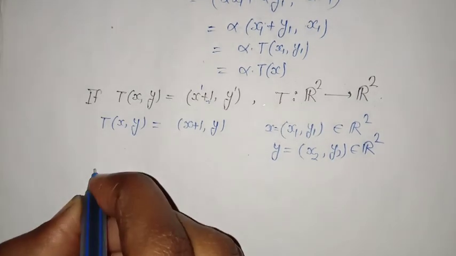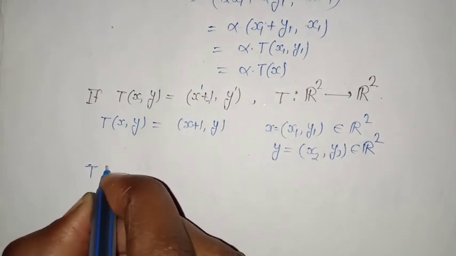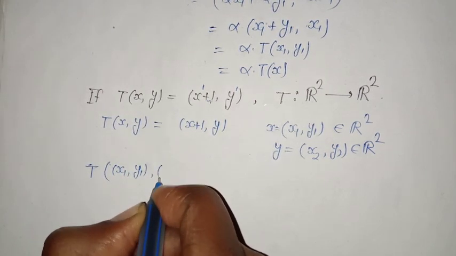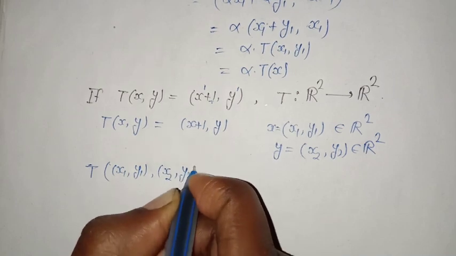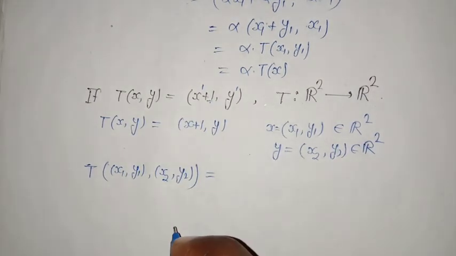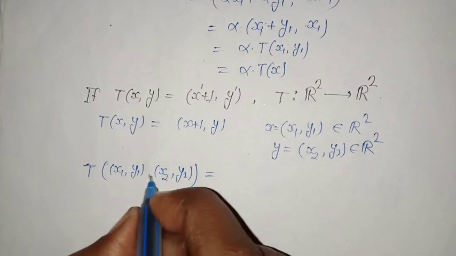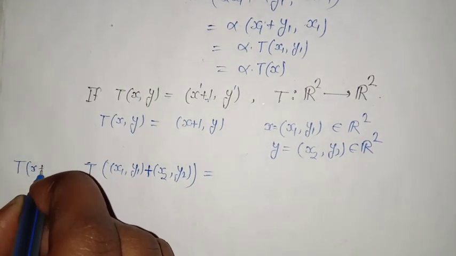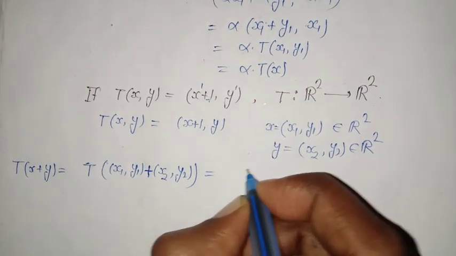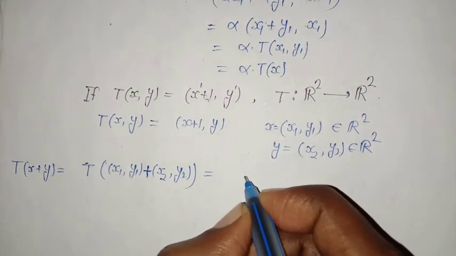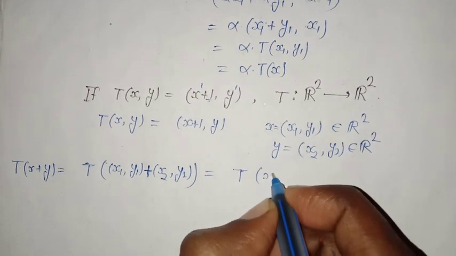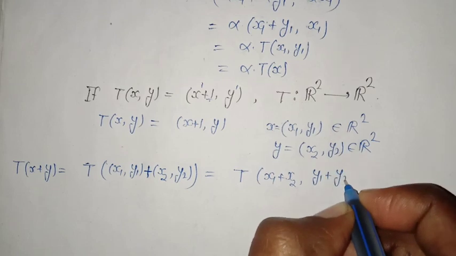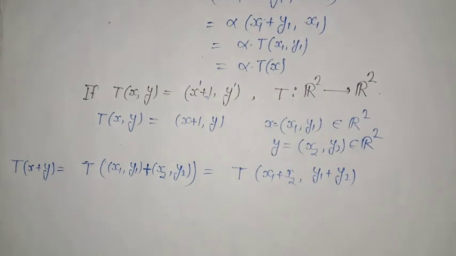Now if we apply the definition of transformation, this can be written as T of (x1, y1) plus (x2, y2). We have to add these because we are going to calculate T of x plus y. Now, using component-wise addition, this can be written as T of (x1 plus x2, y1 plus y2). Now we will apply the definition of the given transformation.